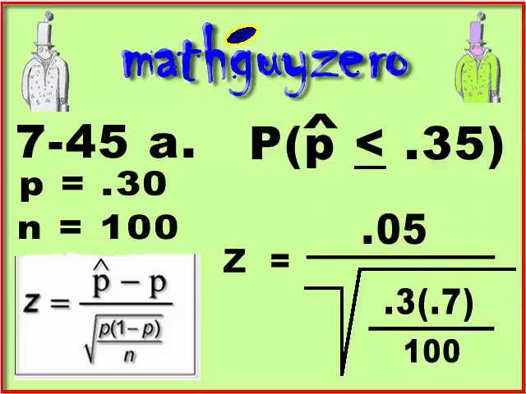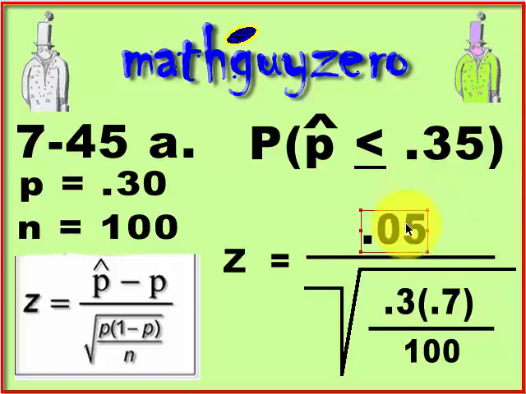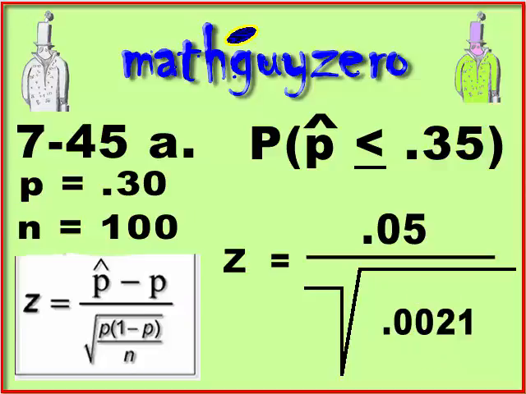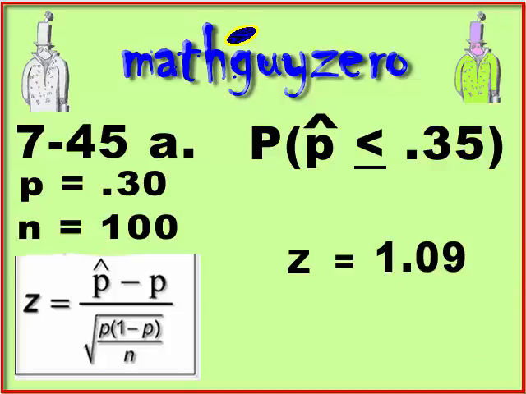Let's do some math on this. Top one was pretty easy: 0.05 is the difference on top. And 0.7 is 1 minus 0.3. So it comes out to 0.21 divided by 100, and we take the square root of that. Important: we can use this as a standard deviation when we switch over to Excel. We divide the top by that, and we get a z-score of 1.09. Let's look that up on a table.